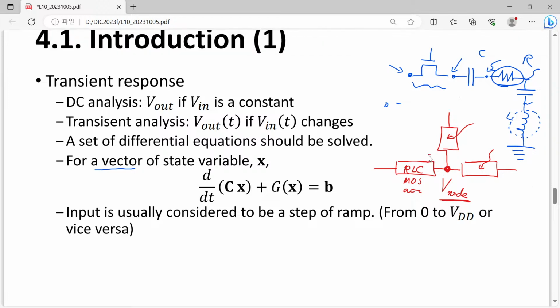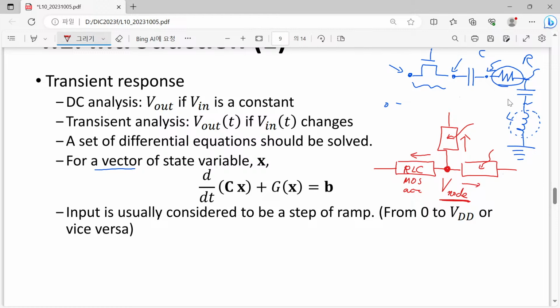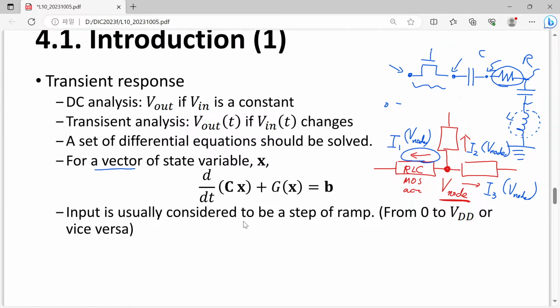Then there is the current flowing this way, and this way, and this way, so each circuit element has current conduction. What I wanted to say is, now you can express this current, let's call it I1, as a function of the node voltage. Are you with me? Also, if we call it I2, it can also be written as a function of node voltage. And finally, the third current can also be written as a function of node voltage. So all of these branch currents can be expressed as functions of node voltages.